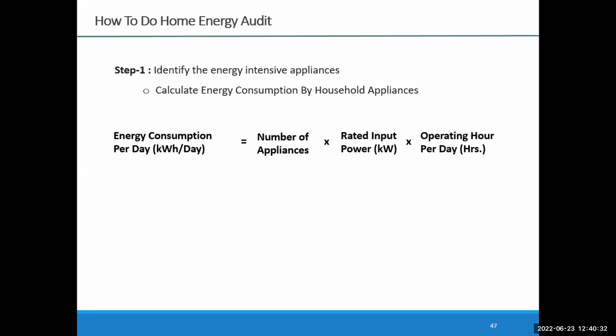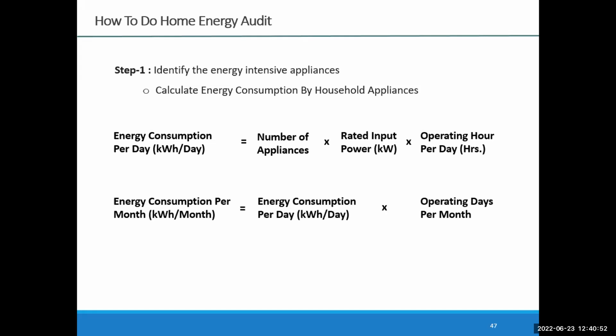Also, when we find out the number of operating hours of usage of these lights in a day, we can get the total amount of energy consumed by the lights in a day. Based on this formula, the same thing was explained yesterday also with some examples. So this is energy consumption per month.